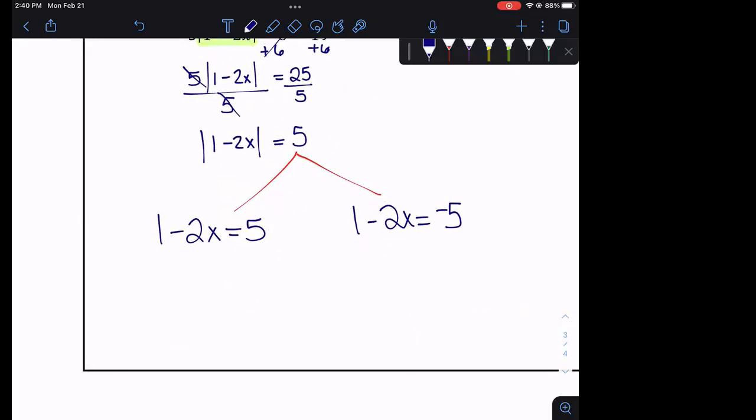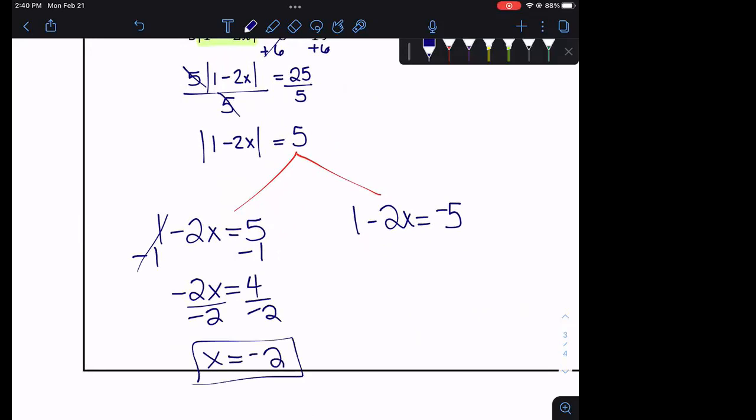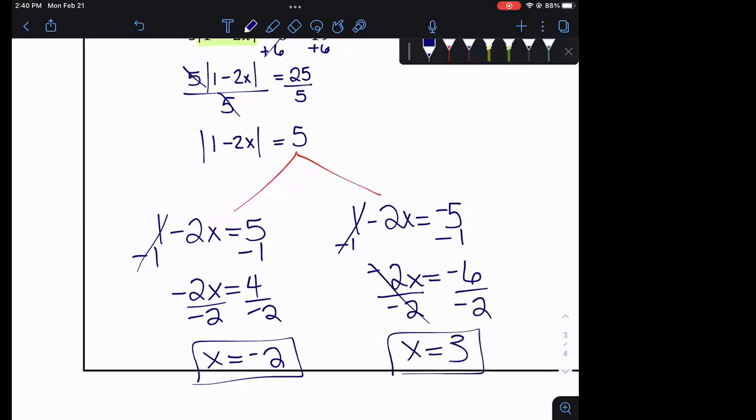So in order to solve both of these, we're going to subtract 1 from both sides. So we're going to have negative 2x equals 4 divided by negative 2. And x equals negative 2. For the second one, again, we're going to subtract 1 from both sides. Negative 2x equals negative 6. We're going to divide both sides by negative 2 and get a solution of x equals positive 3.